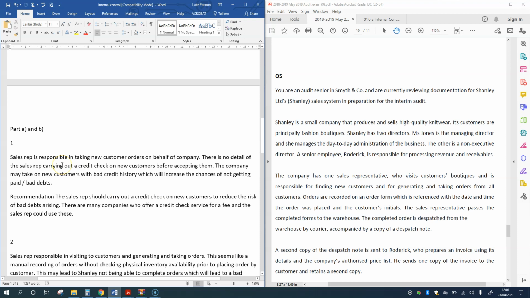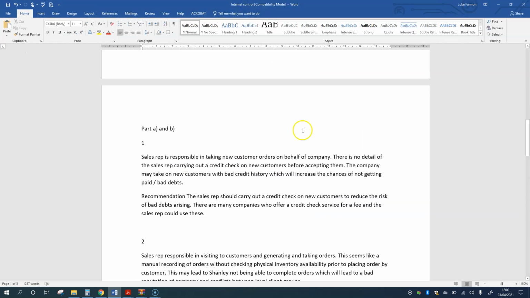So here's the first one, and I've reworded it. Just the same as what the student had said, I've just said here, there's no detail of the sales rep carrying out a credit check on new customers. And therefore, the company may take on a new customer with bad credit history, which will increase the chances of not getting paid.